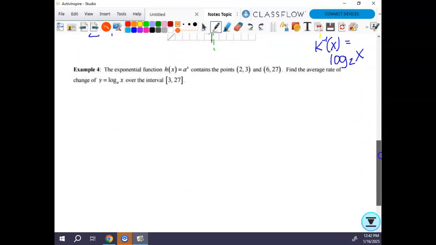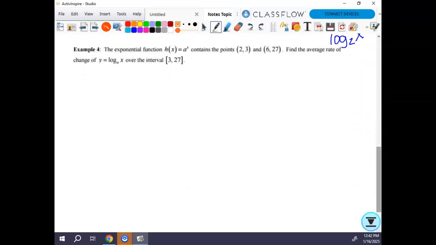All right, good deal. So this last one says, the exponential function h of x equals a to the x contains these 2 points. We want to find the average rate of change of y equals log base a of x over this interval. All right, well, if this is h of x and it's a to the x power, and this is log base a of x, that means this right here is h inverse of x. Okay? And it's asking me to find average rate of change. What is the average rate of change? Slope.